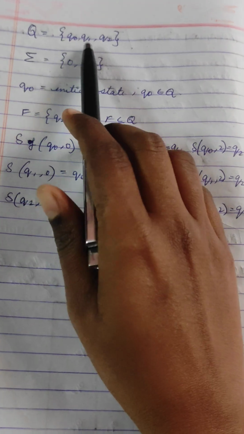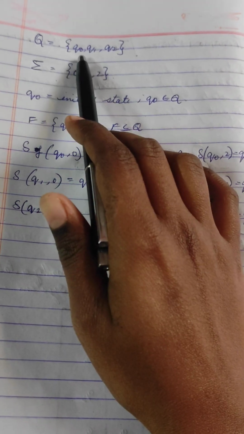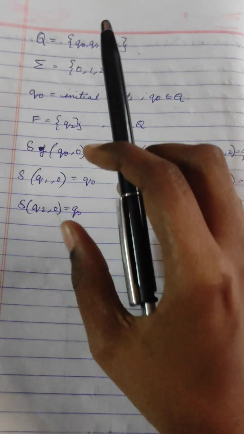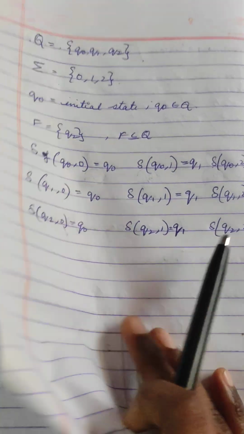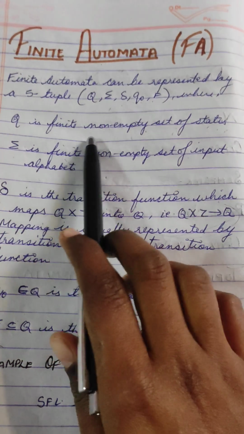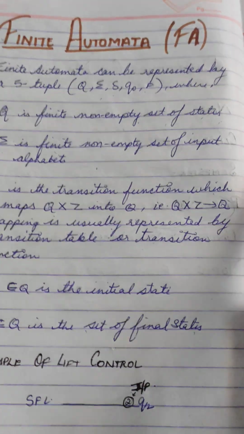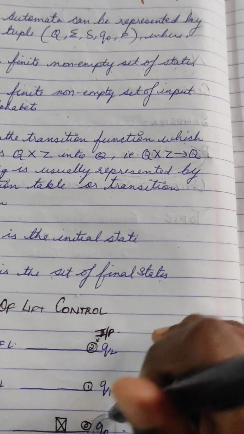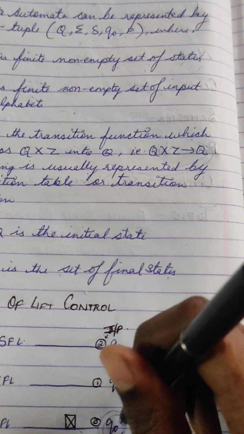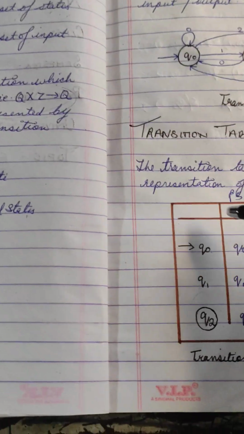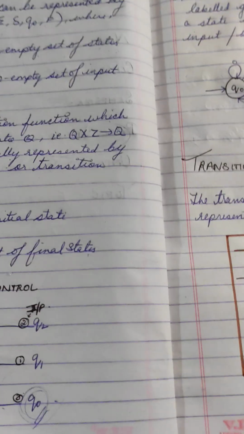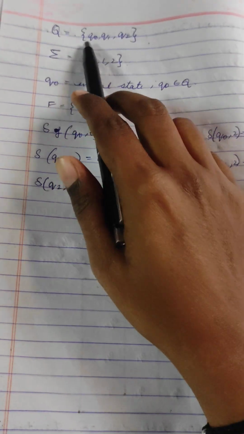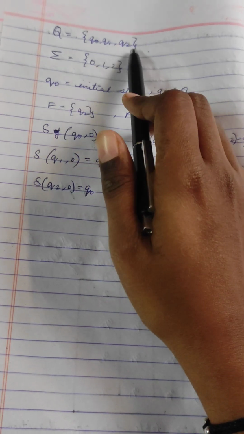Q is the set of Q0, Q1 and Q2. Now what was Q? Q is the finite non-empty set of states, and we have represented the states by Q0, Q1 and Q2. We have taken Q0, Q1 and Q2 to be the three states. So Q is the set containing the elements Q0, Q1 and Q2.